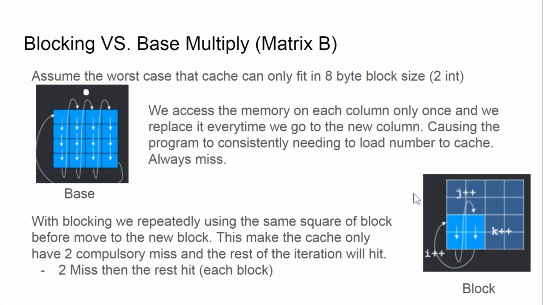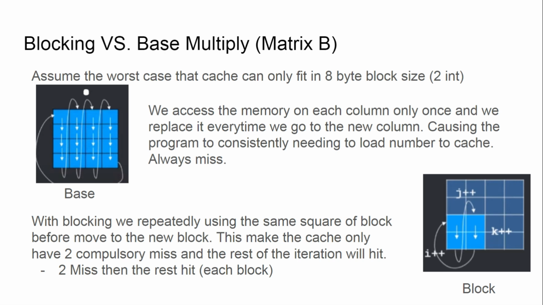For matrix B, same case. For base, we access the memory on each column only once and replace it, just like in this diagram. So every time we go to a new column, we have to replace it, causing the program to consistently need to load numbers to the cache. And this makes matrix B for the base case always miss.